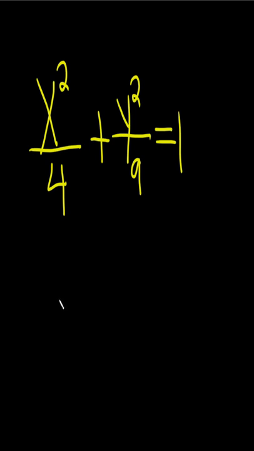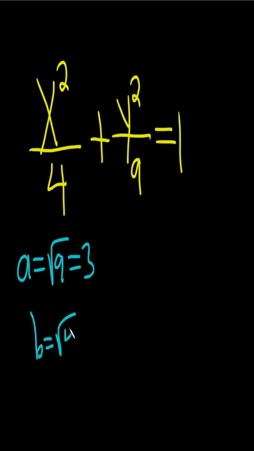This problem, we're going to sketch this ellipse. So the center here is 0, 0. And in an ellipse, A is always bigger than B. So A is the square root of the bigger number. So A in this case is the square root of 9, which is equal to 3. And B is the square root of 4, which is equal to 2.